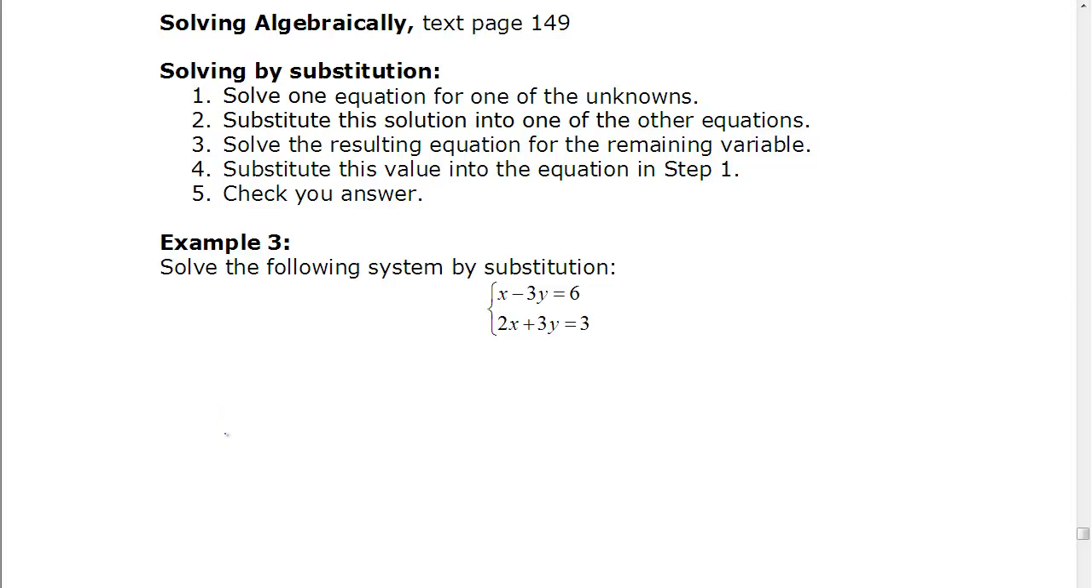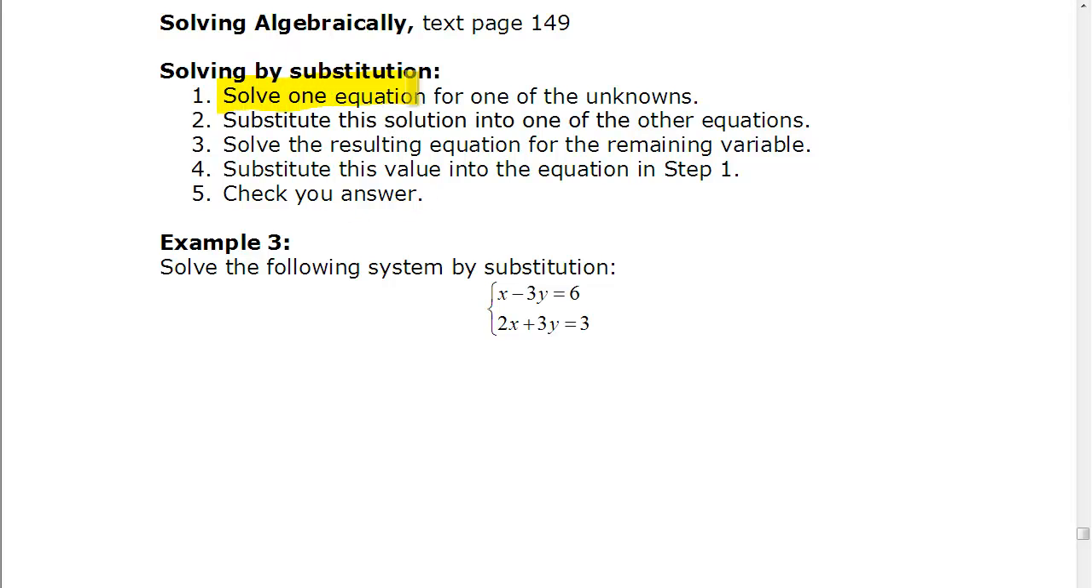In this video, we're going to solve a system of linear equations algebraically. And here we have a system of two equations with two unknowns, and we're going to solve it using substitution. So here we've outlined the steps for substitution.